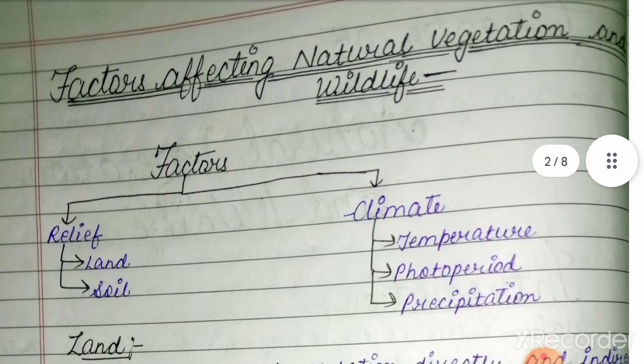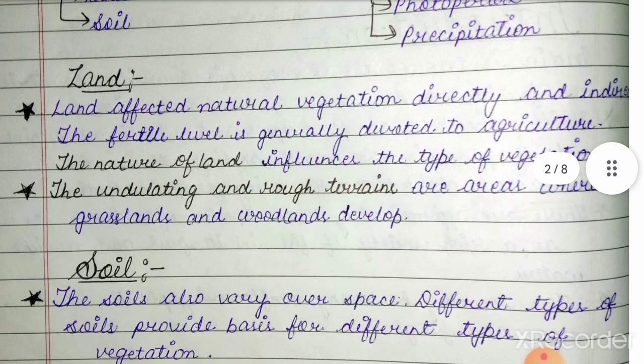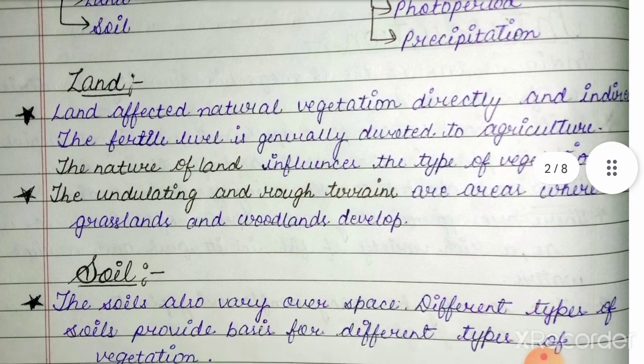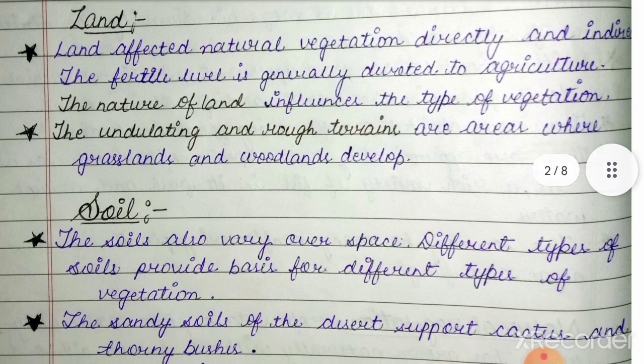So the factors affecting natural vegetation and wildlife are relief and climate. In relief there are two parts: land and soil. In climate there are temperature, photoperiod, and precipitation. So what is the difference between land and soil? Land is what is spread throughout the earth, and soil is the upper layer of land which contains the nutrients.